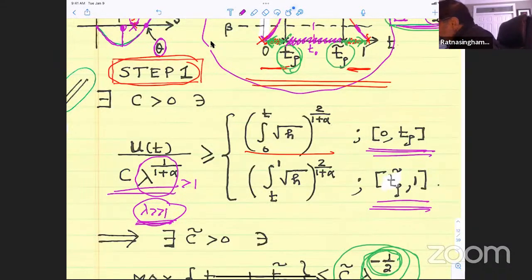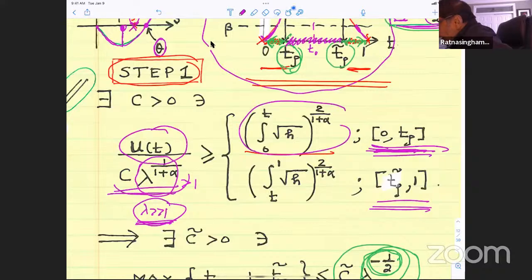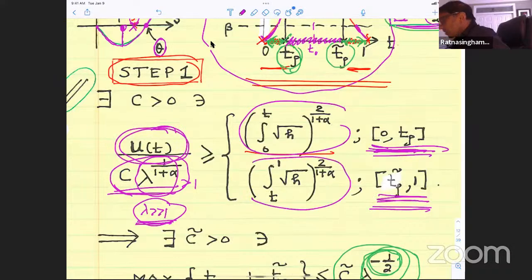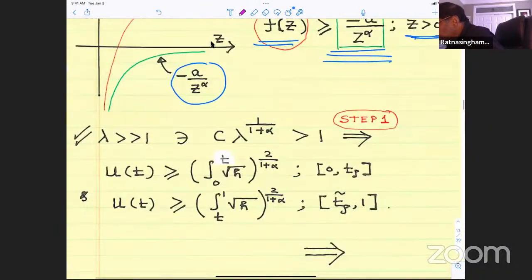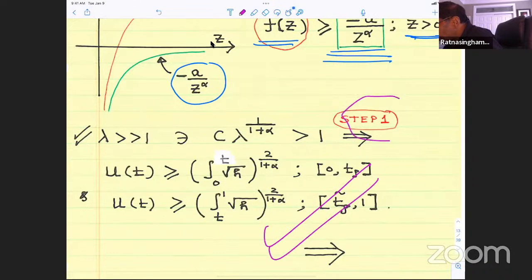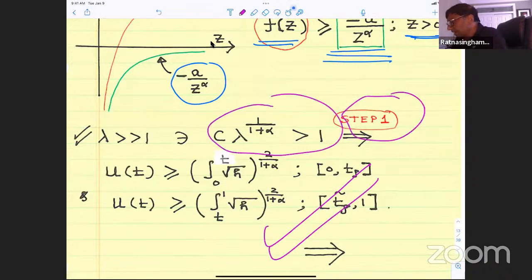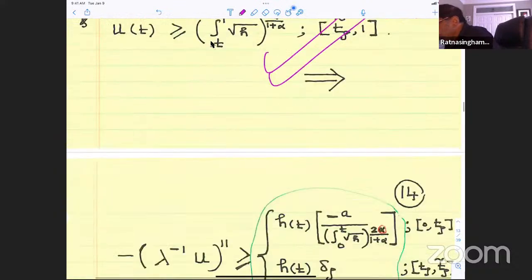Anyway, that means in this particular sector, I can assume that u of t is greater or equal to this number, because I'm assuming that this part is greater or equal to 1. And in this sector also, I'm going to assume that u of t is greater or equal to this function here. I'm going to assume that from my step 1, since if I assume that that is bigger than that, I simply get this. So now I am ready.